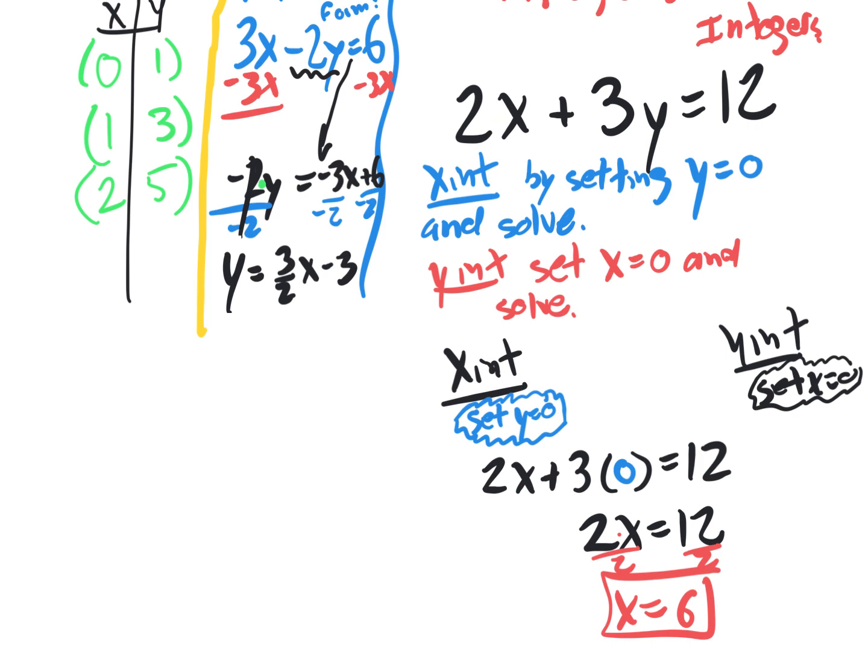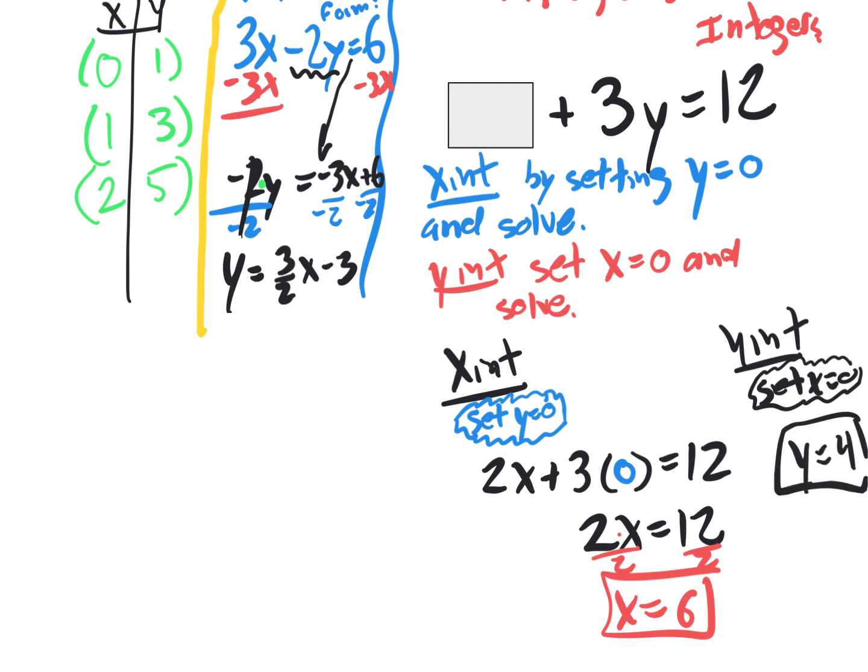That would just pretty much disappear. So what I'm going to do, instead of plugging in, I'm just going to cover it up because 2 times 0 is 0. And I could just do this in my mind. 3y equals 12. All you have to do is divide by 3 and divide by 3, and y equals 4. So y equals 4.